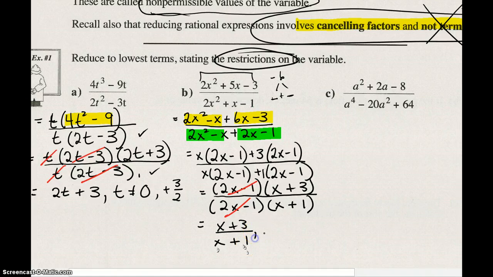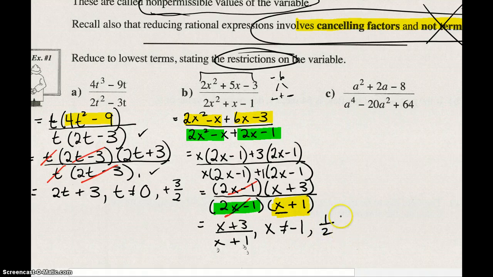Now my restrictions will be x cannot equal. Well, here I will figure out that I can't have a negative 1 here on the bottom. So have a look at this. See this expression right here? This means that x cannot equal negative 1, or else I'd have a 0 on the bottom. And this expression right here, I'm going to use a different color. I need to also identify that denominator. And in that case, x cannot be 1/2.